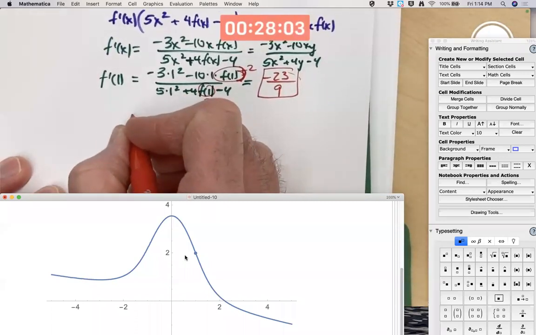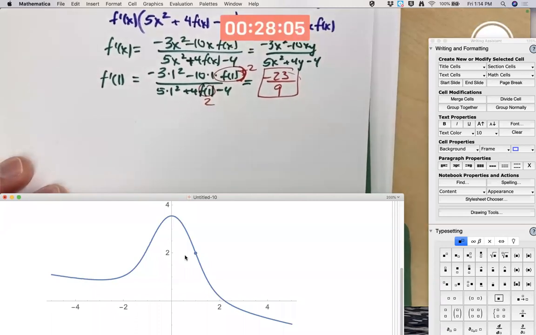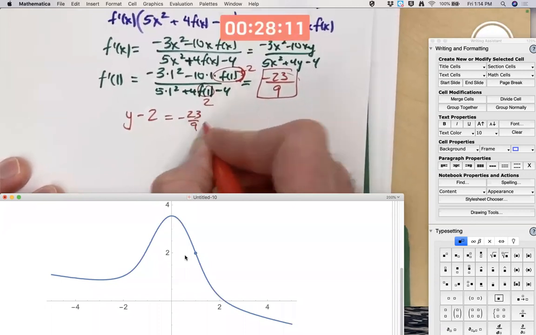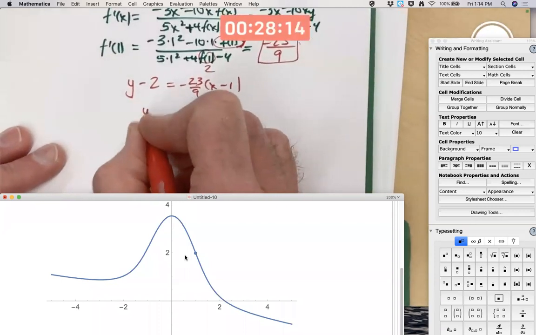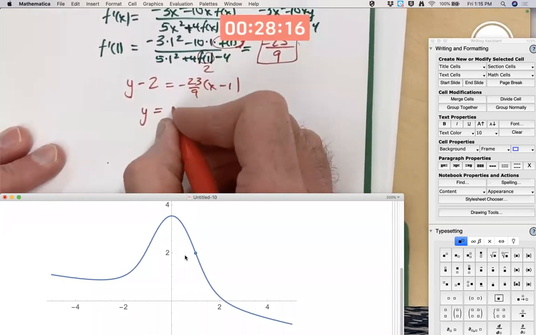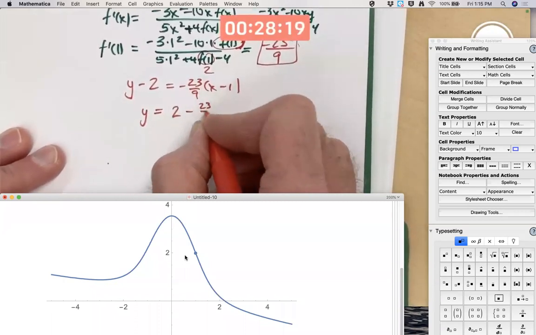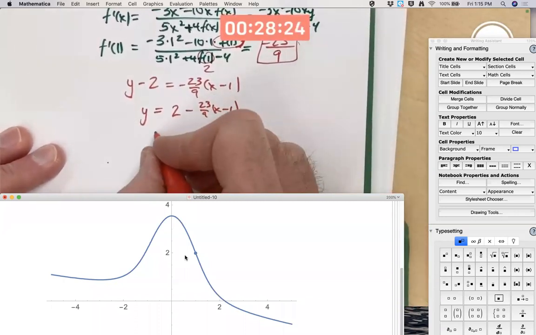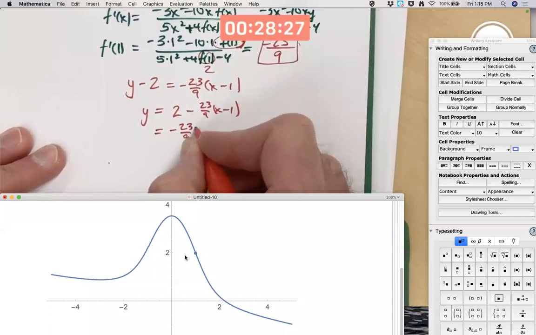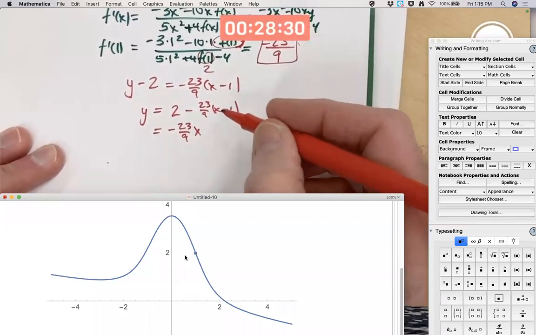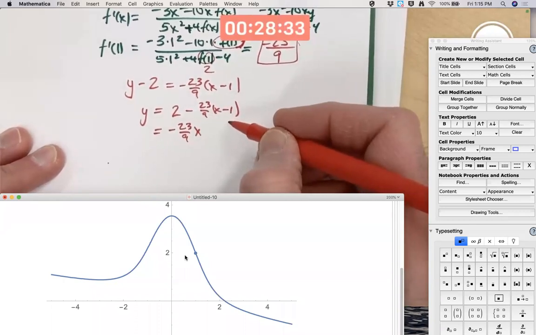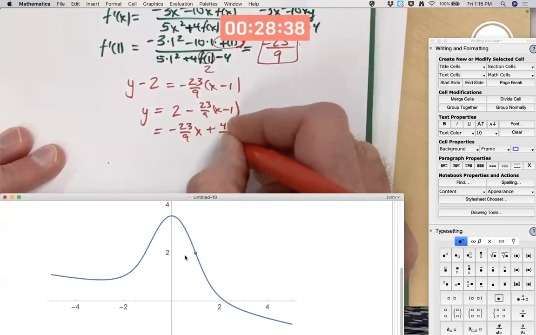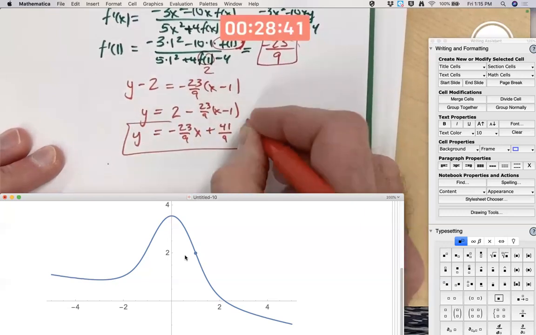Since the graph of the tangent line goes through the point 1, 2, the equation of the tangent line could be written y minus 2 equals negative 23 ninths times x minus 1. I could solve that for y as 2 minus 23 ninths times x minus 1. If I want to write that in slope-intercept form, that's fine as well. Negative 23 ninths x. And then we'd have 2 plus 23 ninths, which is 18 ninths plus 23 ninths, 41 ninths. That would be the slope-intercept form of the equation of the tangent line.